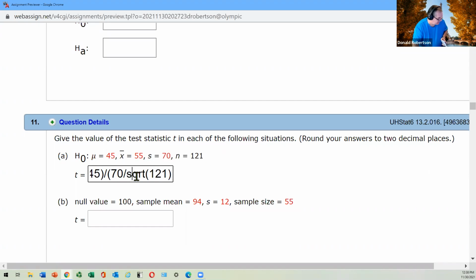Now I'm going to take that calculation and see what it looks like. So the standard error is 70 divided by the square root of 121, which is 11. So I get 6.34 and some more digits. And so 55 take away 45 divided by 6.364. And the number I get is 1.571.